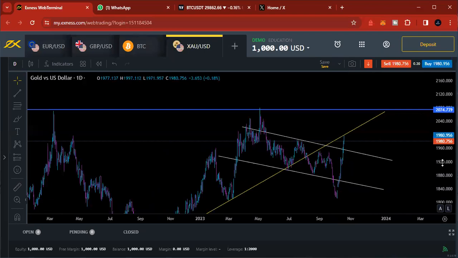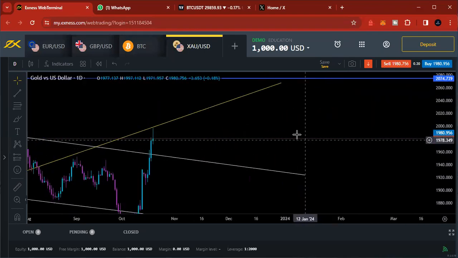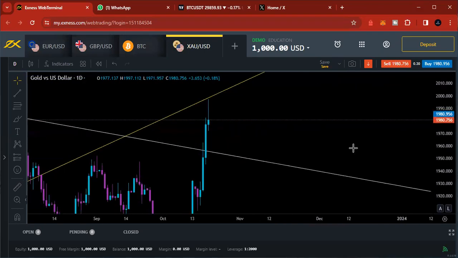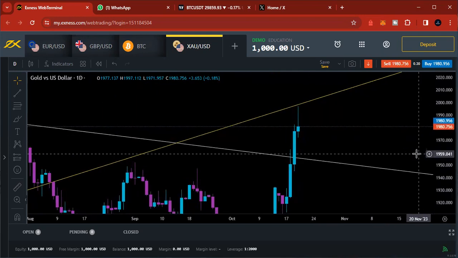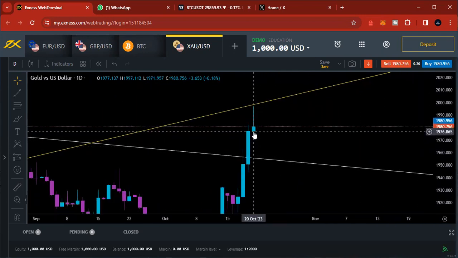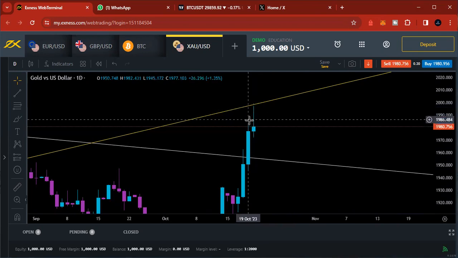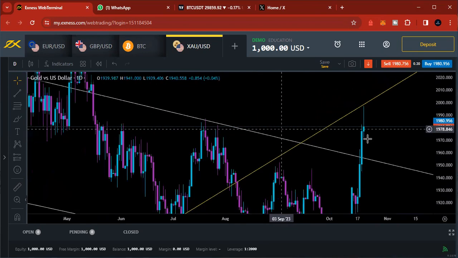So at this very point, one needs to be careful, because look at how this 1 hour candle closed. Let me zoom in so that it will be more obvious. See how this 1 hour candle closes. You can see it here. It went here, but got rejected. So one needs to be very, very careful.